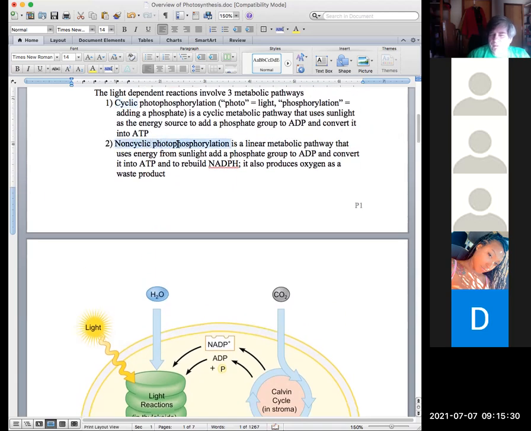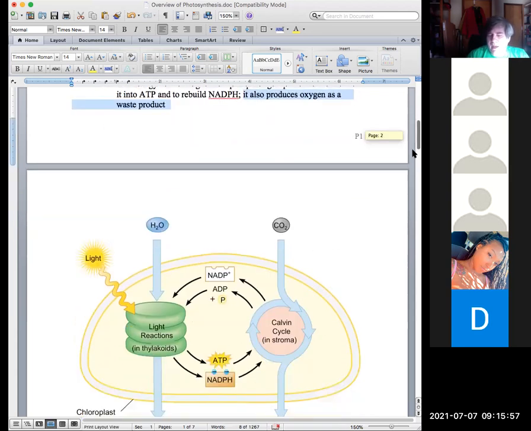There's also a different version called non-cyclic photophosphorylation. And non-cyclic photophosphorylation also uses the sunlight to add a phosphate group to ADP and change it into ATP, but it makes one other thing. It makes NADPH. And this is where the oxygen is made.